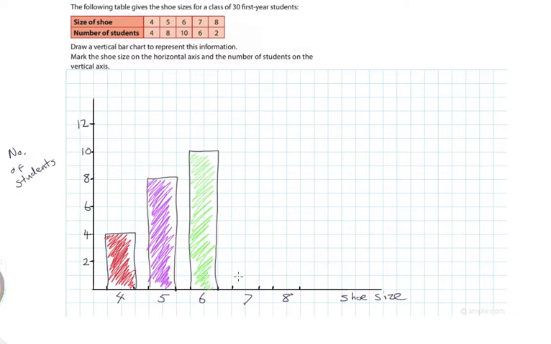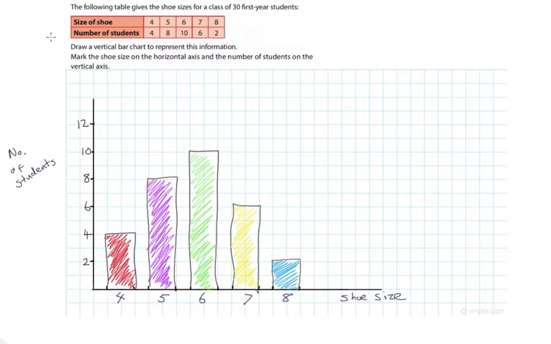Now, size 7. How many? 6 of them have size 7. So we go up to 6, and down. Again, color that in. Let's make this yellow. Yellow is one of my favorite colors. Right, here we go. Size 8. How many have size 8? Only 2. So it's the smallest number. And we will make that blue, light blue. Okay.